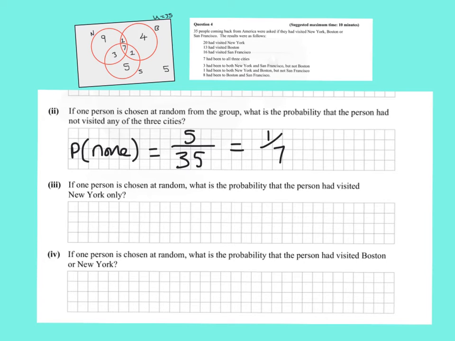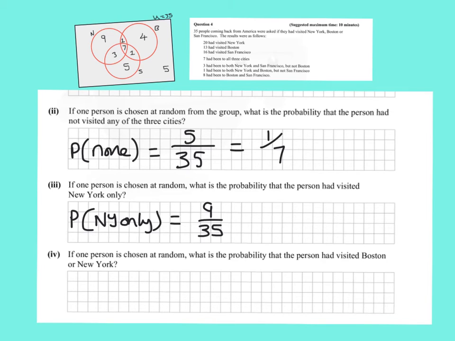The next question asks, if one person is chosen at random, what is the probability that that person had visited New York only? So again, if we look up here at our diagram, we have 9 is the answer for New York only. So we'll put P, NY only, equals 9 over 35, and that's it in its simplified form.